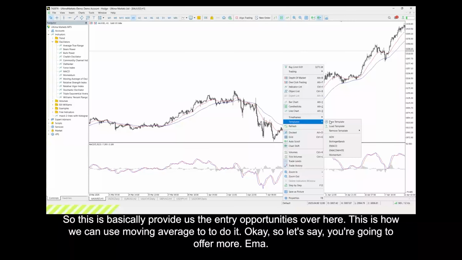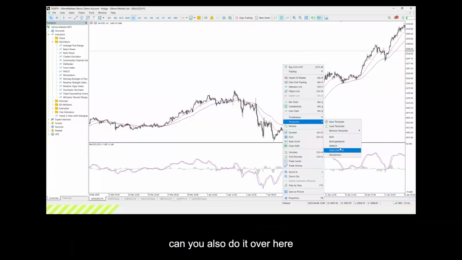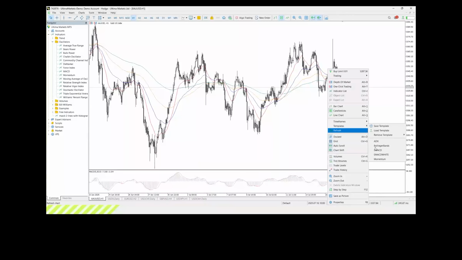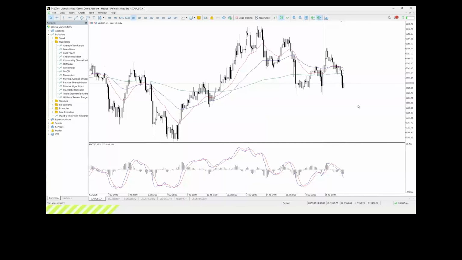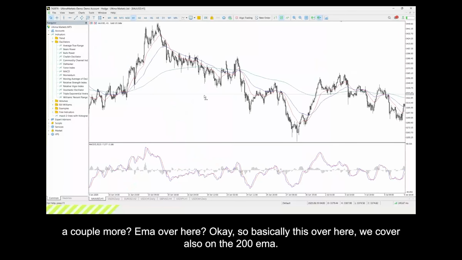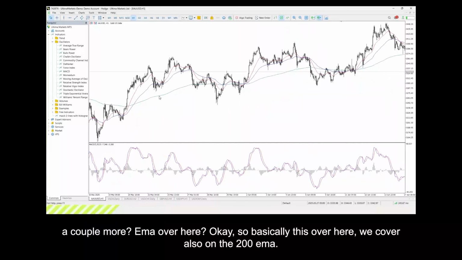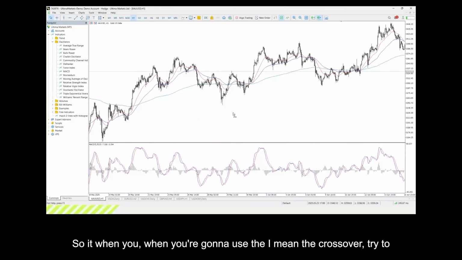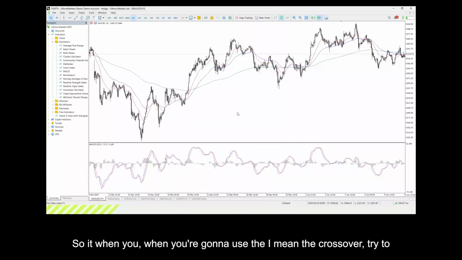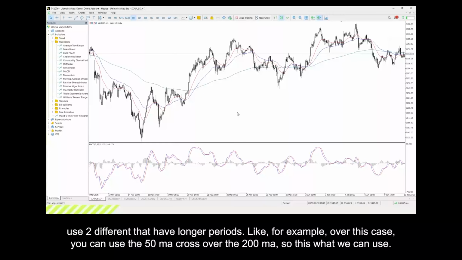So if, let's say, you want to offer more EMA, you can also do it over here. We got a couple more EMA over here. Basically over here we also cover the 200 EMA. So when you are going to use the crossover MA, try to use two different MA that have longer periods. Like for example, in this case, you can use the 50 MA crossing over the 200 MA. So this is what we can use.